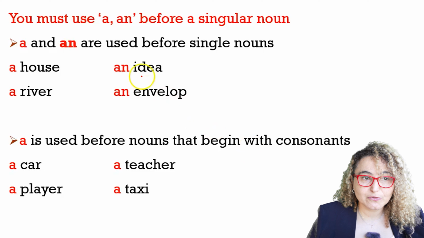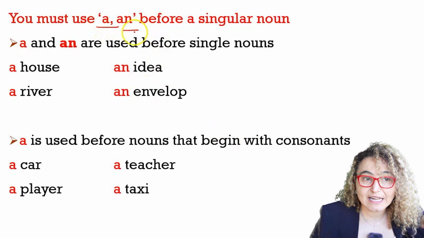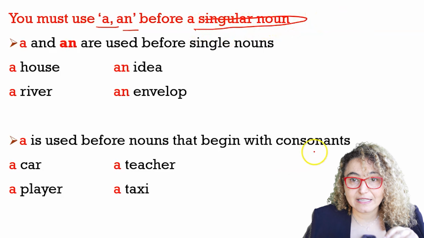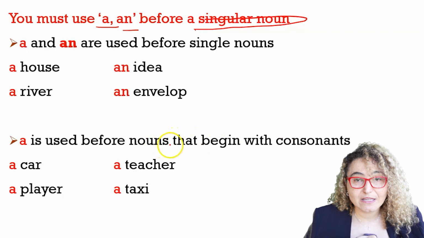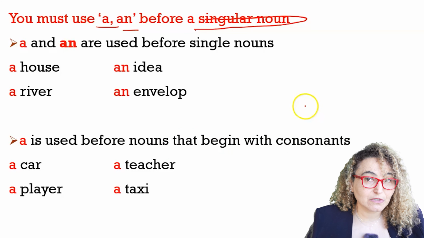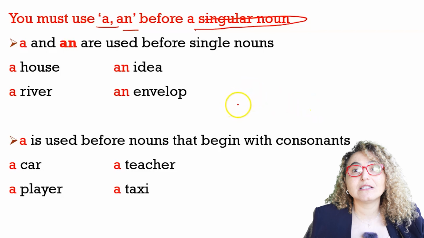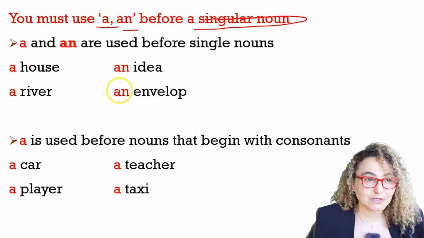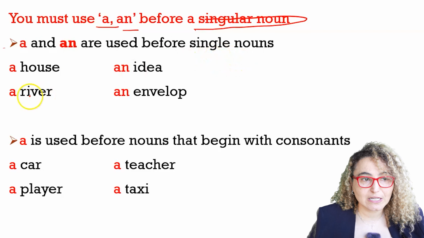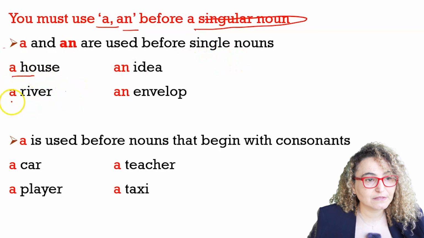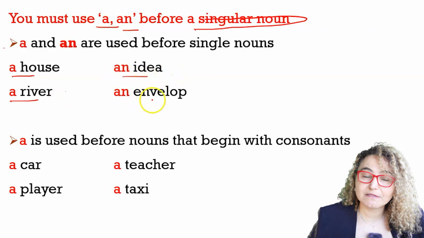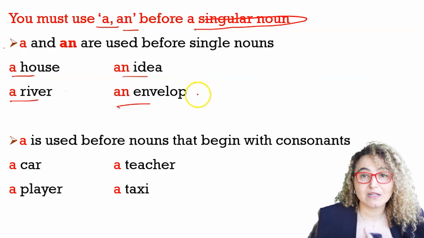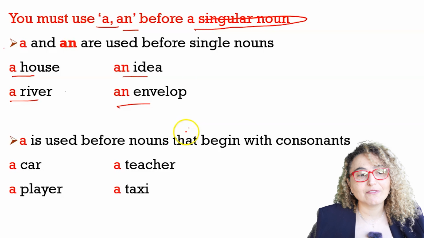This lesson we're only going to focus on the use of a and an before a singular noun. That's the key. The use of a or an before a singular noun. We only use them with singular nouns. Okay? So a and an are used before singular nouns. For example, a house, a river, an idea, an envelope. Right? One house, one river, one idea, and one envelope.